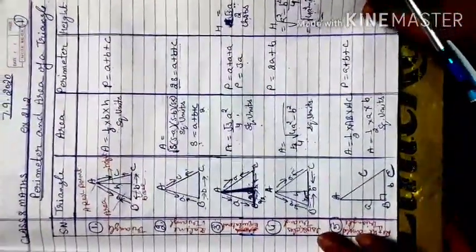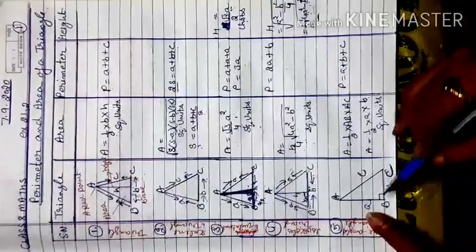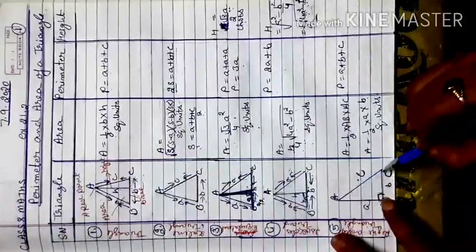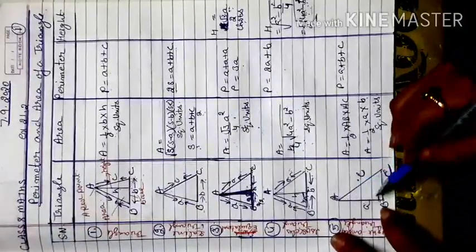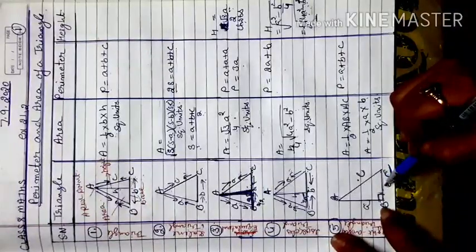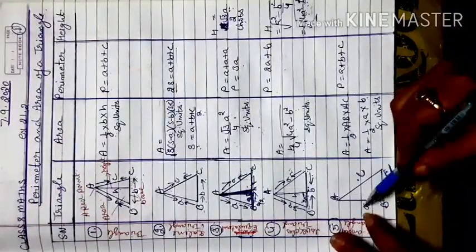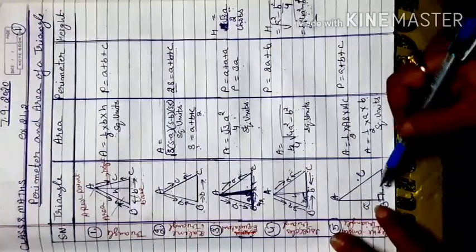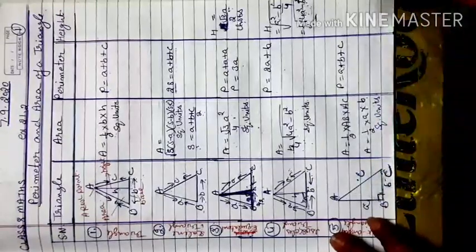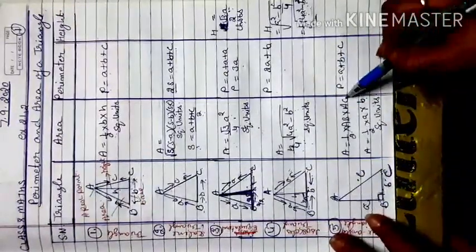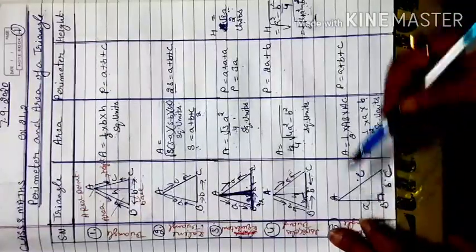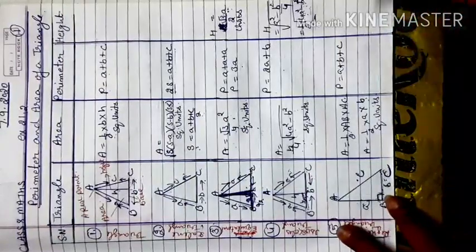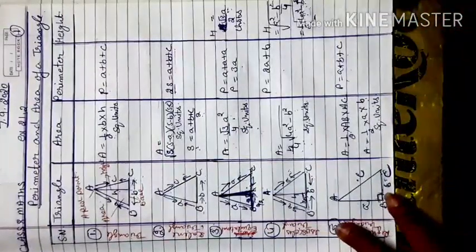Now come to third, right angle triangle. If it is a right angle triangle, there will always be a right angle, and opposite to that right angle, this line we call hypotenuse. Among these, either A or B, you can count anyone as base and anyone as perpendicular. If you consider this as base, this will be perpendicular. The formula is the same, half into base into height. If I consider this as base and this as height, that will be half into a into b. Perimeter is a plus b plus c.